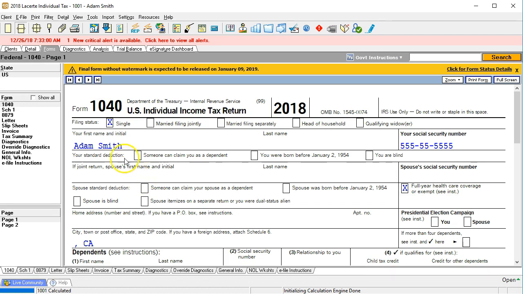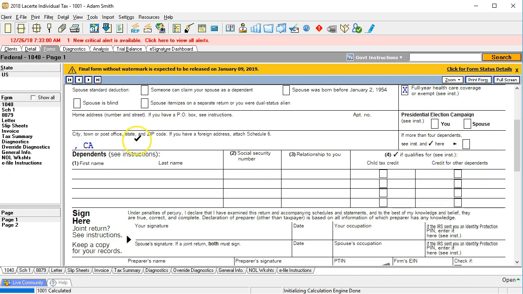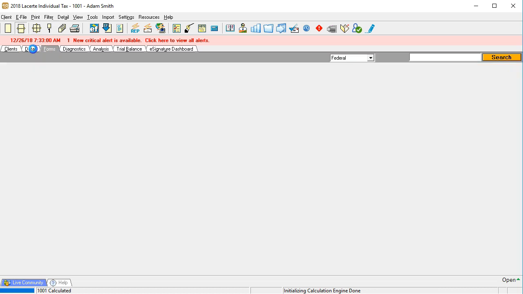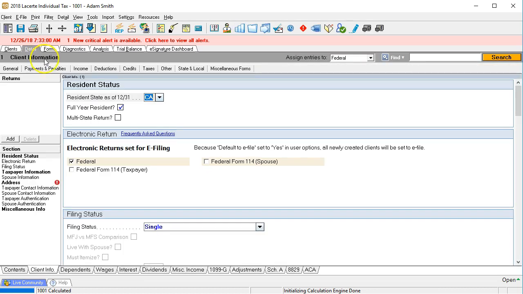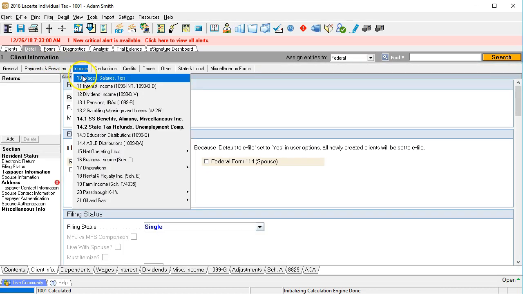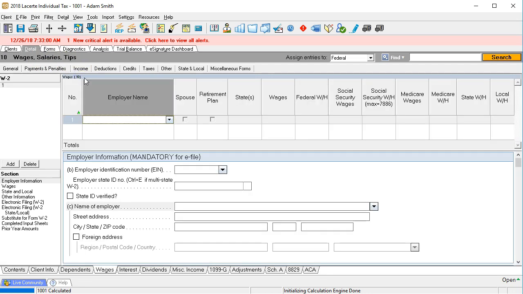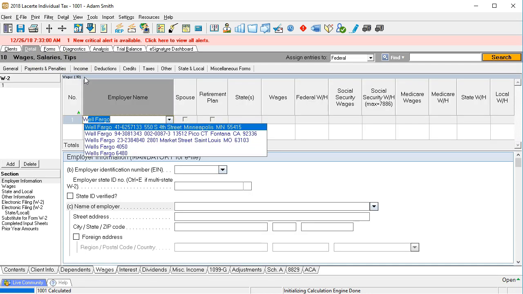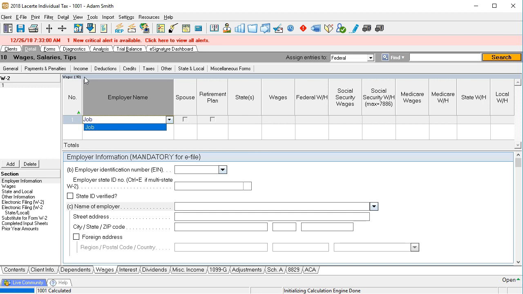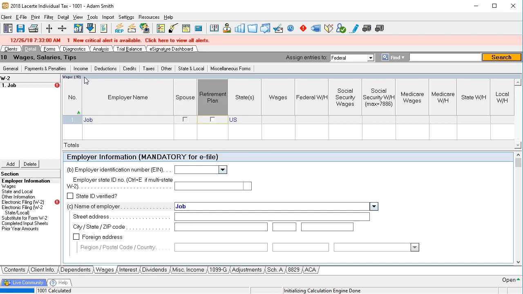This is going to be our test 1040, our practice problem, with a single individual, no dependents at this time. In order to enter the W-2 information, we're going to go to the input screen, which can once again differ depending on the type of software, but the information will remain much the same. We're just going to give it a, say, job here for our income. It's going to have wages of $20,800. This, by the way, is Lacerte 2018, the tax software that we're entering into.